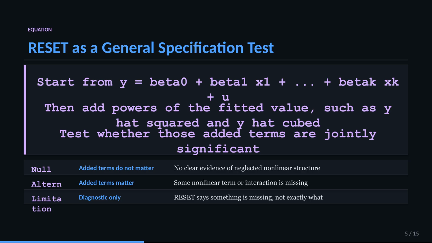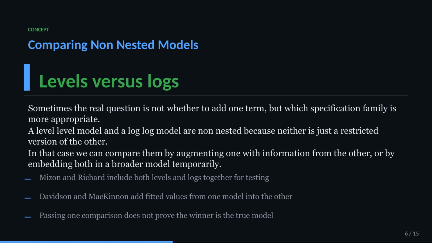Sometimes the choice is between two completely different specification families, like levels versus logs. Those are non-nested models, because one is not just a restricted version of the other. In that setting, you can temporarily include both levels and logs in a larger regression, or use fitted values from one model inside the other to see whether the competitor contains extra explanatory power. But even then, you want to stay humble. Rejecting one model does not prove the other is the true one. It may just be the less bad candidate among the models you tried.